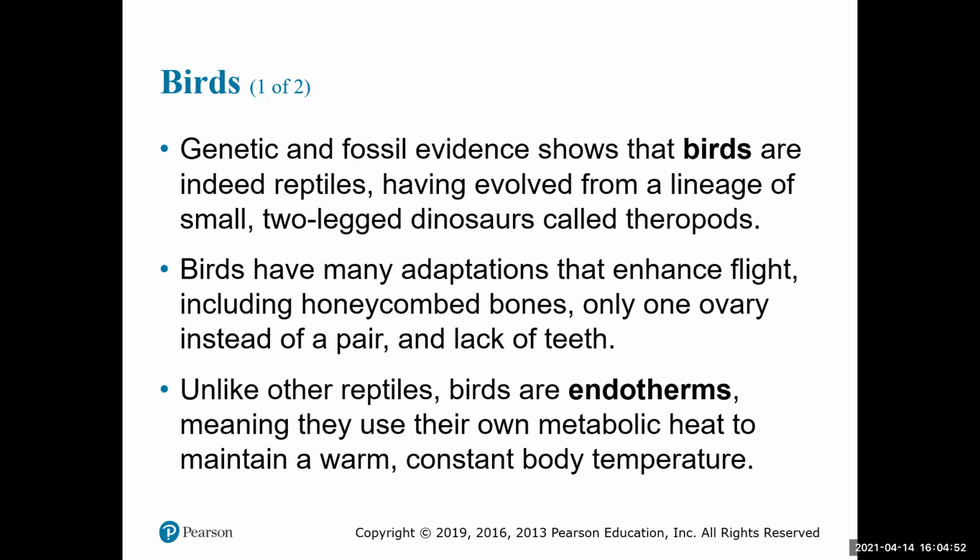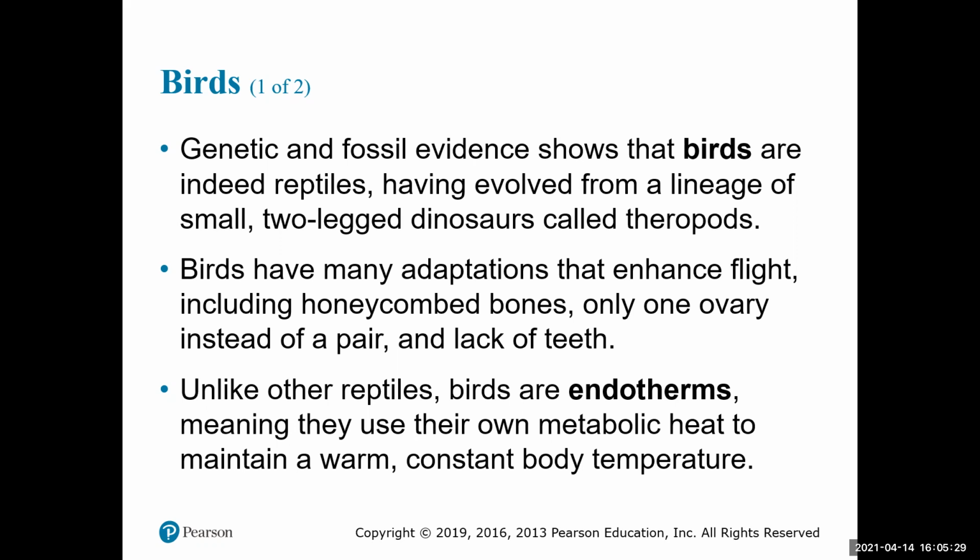And so first, before we get into the mammals, we want to finish up with reptiles and talk about birds, right? So we said that birds evolved off of a lineage of dinosaurs that walked on two legs and were small, and those are referred to as theropods. Birds have a lot of unique adaptations that led to the ability to fly and to have that enhanced flight. One of those is having hollow bones, these honeycomb bone structures.